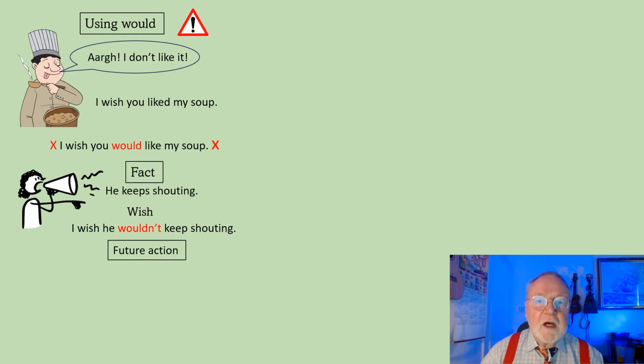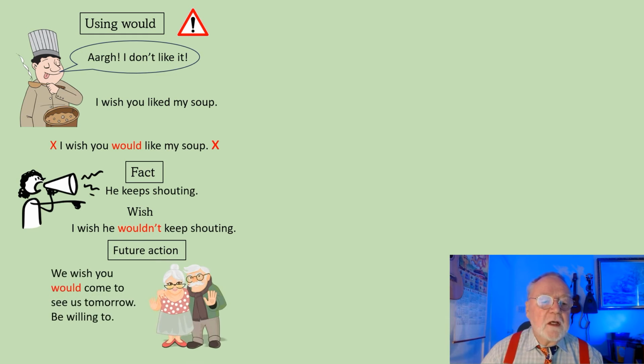Look at this. A future action. We wish you would come to see us tomorrow. And here we're really requesting the person to be willing to do something, which is why we can use would. We wish you would come to see us tomorrow. Be willing to.